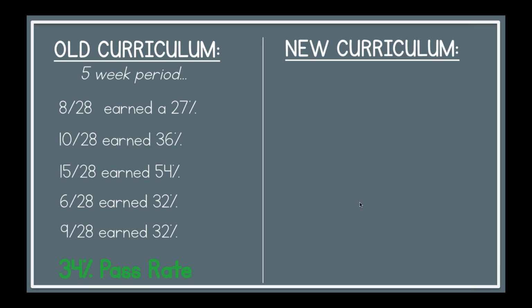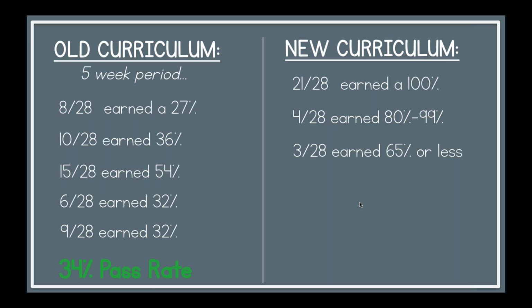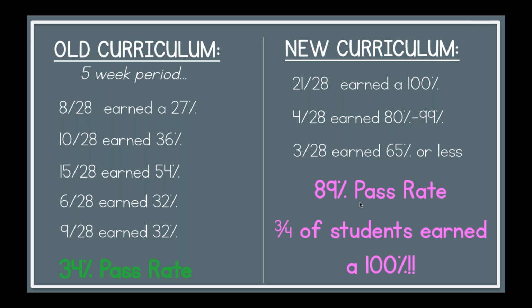So when she started using the new vocabulary curriculum after the first week, 21 of her kids earned a 100 on the assessment. She gave both assessments. They earned a 100. 4 of them earned an 80 to a 99. Only 3 of them earned less than a 65%. So she went from a 34% pass rate, and the old curriculum had fewer words each week. When she used this new curriculum, they went to an 89% pass rate. How cool is that? And she said 3/4 of her students earned a 100%.